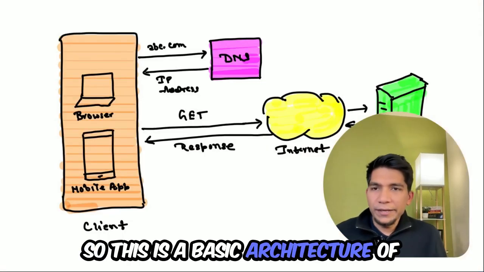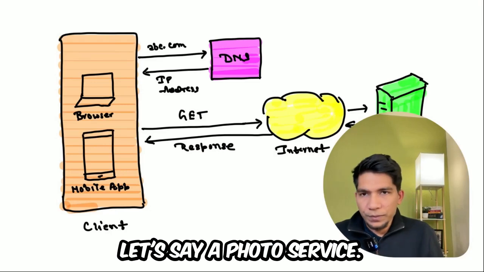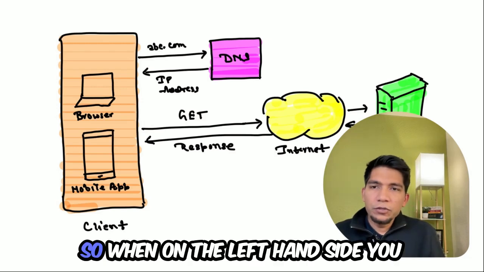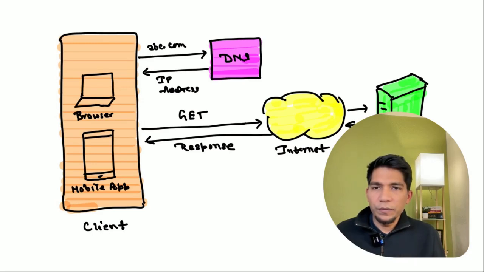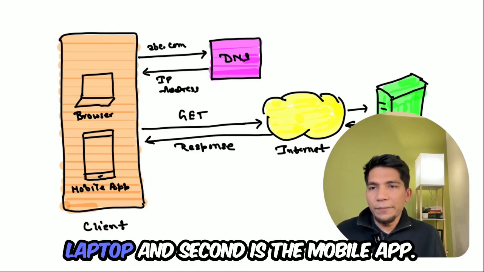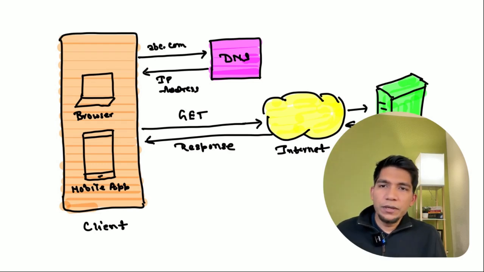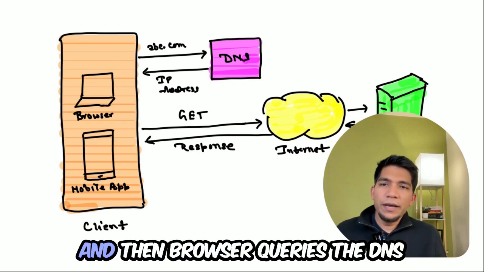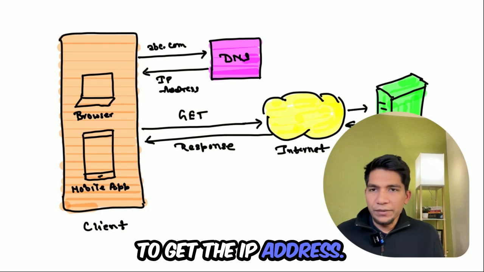So this is a basic architecture of, let's say, a photo service. A user can upload a photo and download the photo. On the left-hand side, you have clients, which is a browser being accessed from a laptop, and second is the mobile app. Now a user will type, let's say, photoservice.com on the browser, and then the browser queries the DNS to get the IP address.